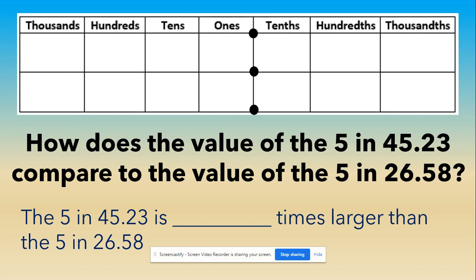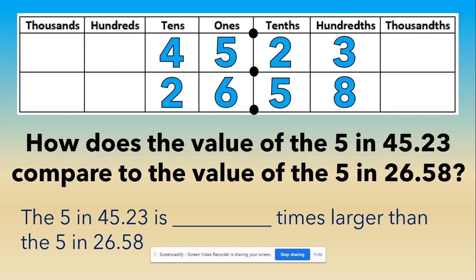How does the value of the 5 in 45 and 23 hundredths compare to the value of the 5 in 26 and 58 hundredths? So right now we're going to be comparing the 5s. Let's start by plotting both numbers in our place value chart. And now I'm going to change the color of our 5 because that's what we're comparing.